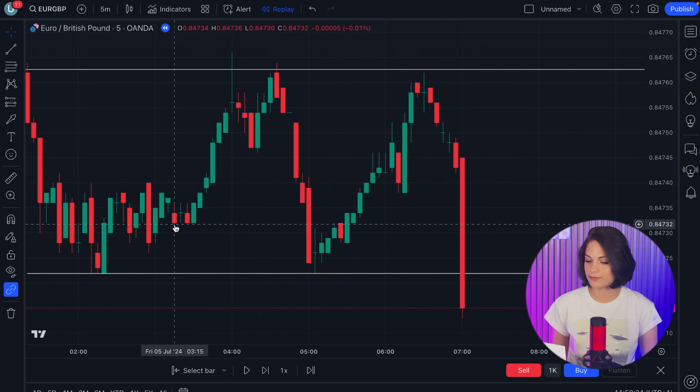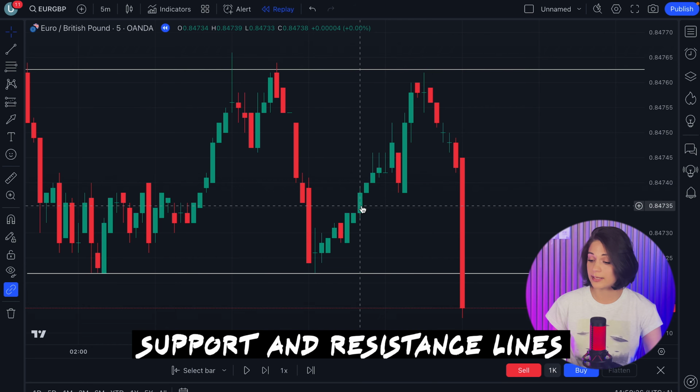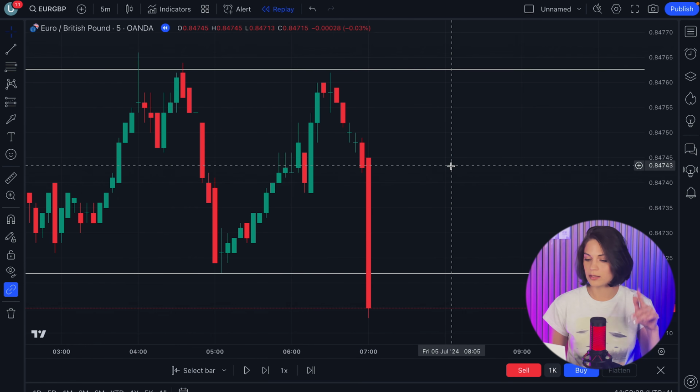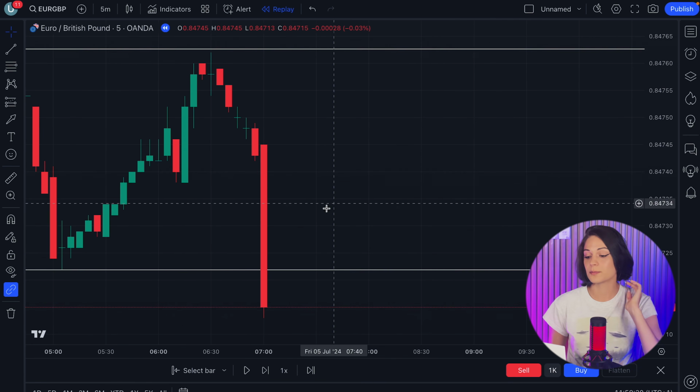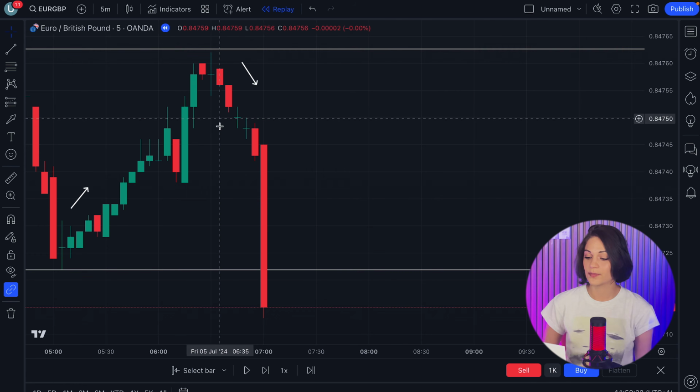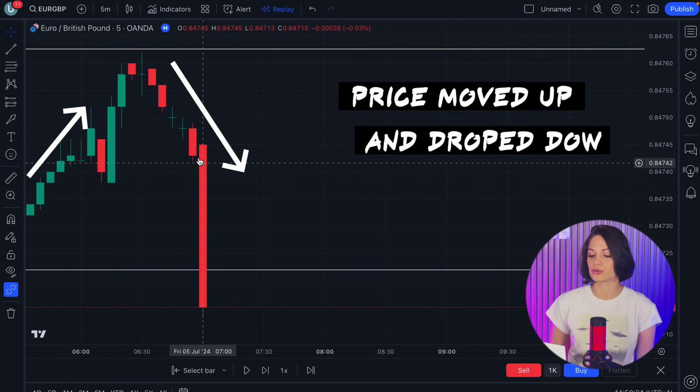When you're trading with breakouts, it's really important to be really slow. You need to think critically and evaluate situations. So let's look at our example. Right here, we can definitely see support and resistance lines, and the price is moving along those lines, and the first potential point of entry. The price moved up and dropped down.